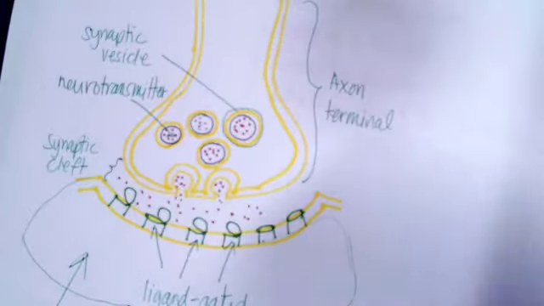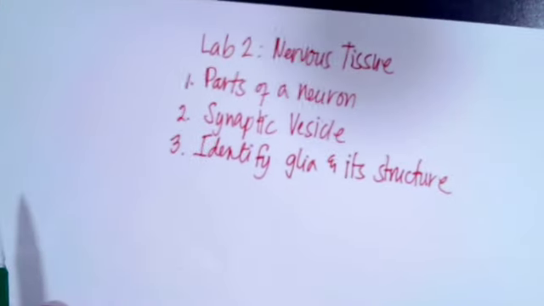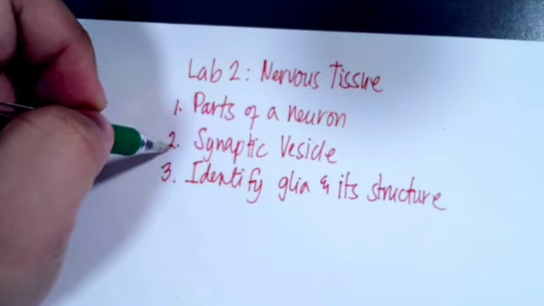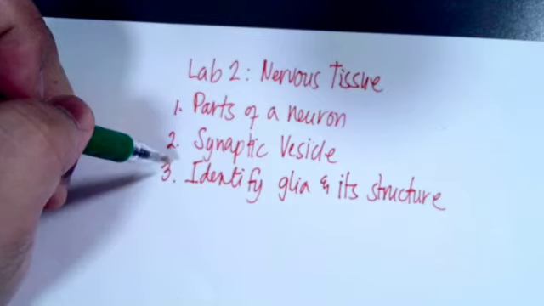So, I think that's all we have for today, because we already discussed the three main parts of the day, which are the parts of the neuron, the synaptic vesicle, and we were able to identify the glia and its structure.